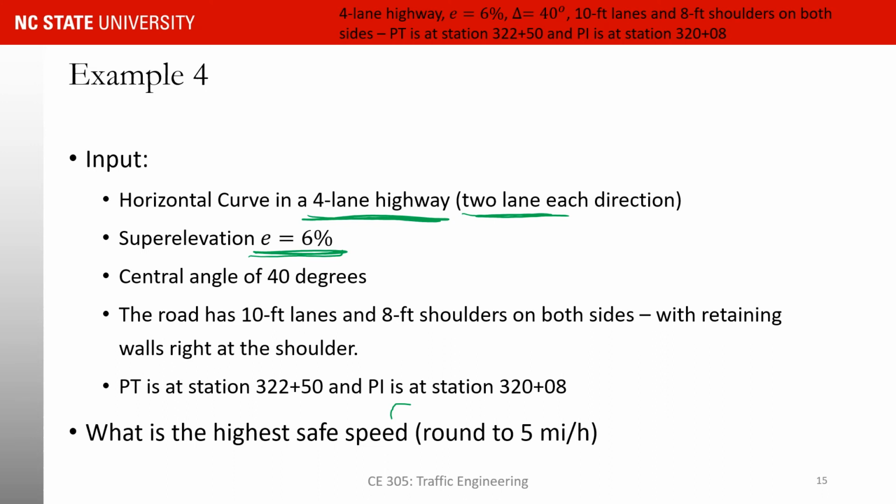Central angle is 40 degrees. The road has 10 feet lanes and 8 feet shoulders on both sides with retaining walls right at the shoulder. So it means that at the shoulder, we have something like this.